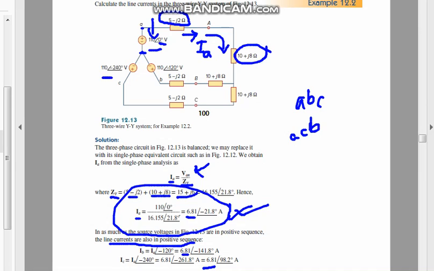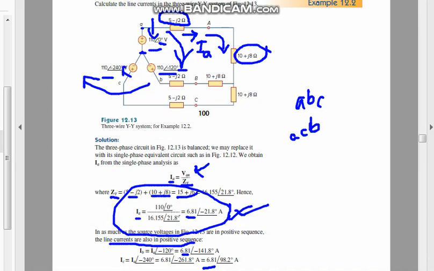0 degree, minus 240, minus 120 degree. Okay, so all phases are 120 degrees apart, that is A. After that, minus 120 degree, that will be in the clockwise direction. Again in the clockwise direction, minus 120, adding minus 120 to minus 120, you will get minus 240. So that is the ABC sequence, and ABC means positive sequence.